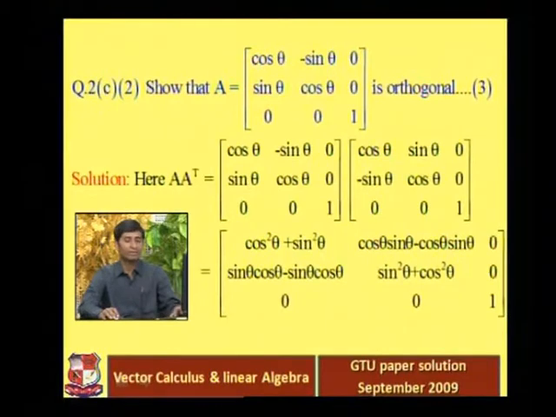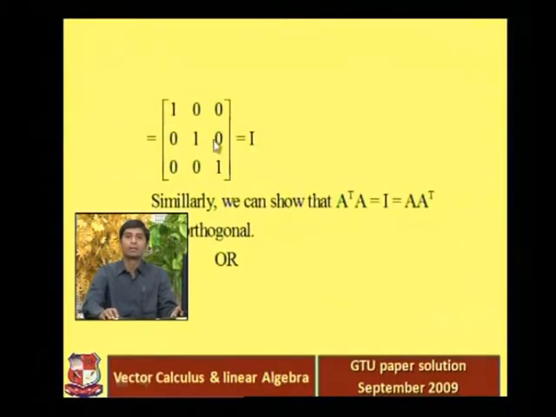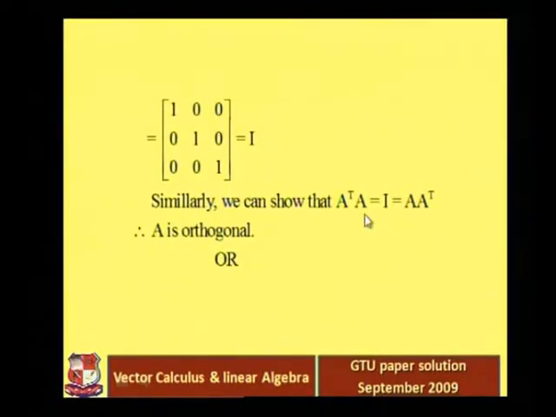So you can see we get the identity matrix. Similarly you can prove that A into A transpose is equal to the identity matrix, and also that A transpose into A is the identity matrix in this case. So that's why A is an orthogonal matrix.